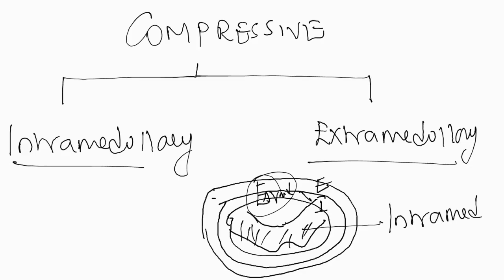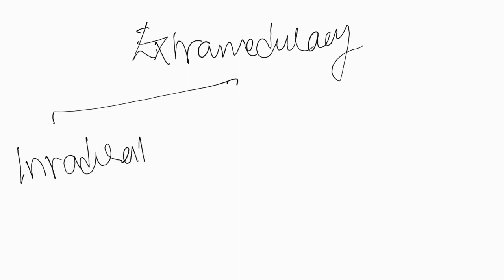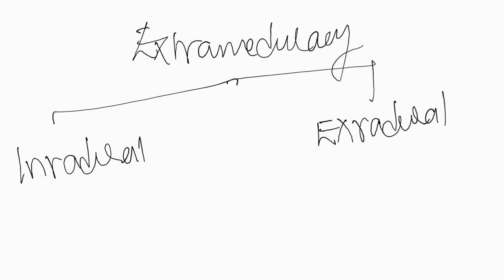This is the spinal cord. Within the medulla, it's called an intramedullary lesion. Outside this is called extramedullary. It can be extradural if it is outside the dura mater, or within the dura mater, it's called intradural. What are the causes for this? The extramedullary lesion, like I said, can be classified into intradural and extradural.